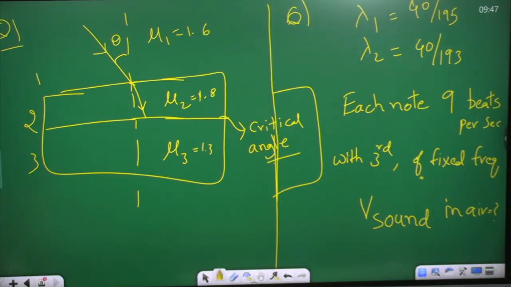The second question says that the wavelengths of two sound notes are given. Each note produces 9 beats per second with the third note of fixed frequency. So find the velocity of sound.